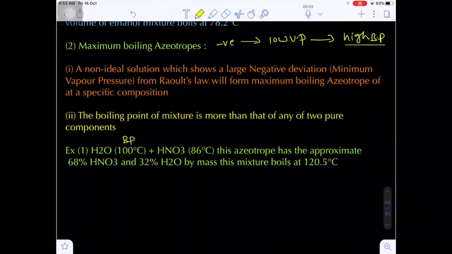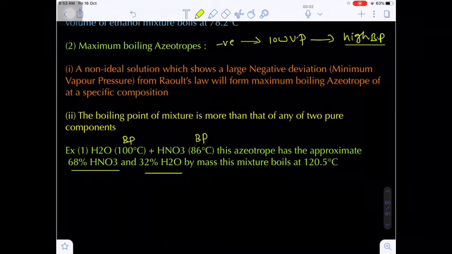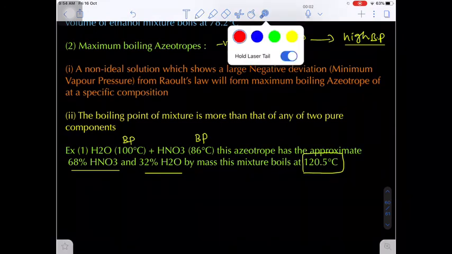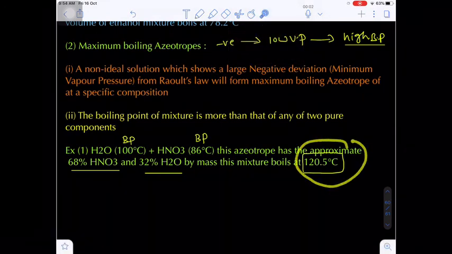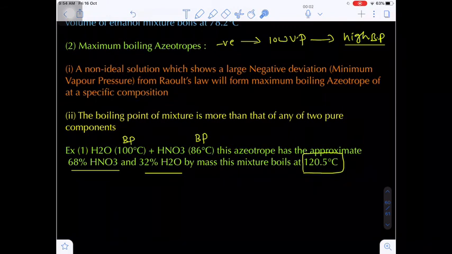Do you know the boiling point of water? That will be 100 degrees Celsius, and the boiling point of nitric acid is 86 degrees Celsius. Now in this mixture, if you see nitric acid 68% by mass and 32% by mass of water, the mixture will boil at which temperature? 120.5 degrees Celsius. Now the boiling point of the mixture, 120.5 degrees, is more than that of the pure components water and nitric acid. That's why this is called maximum boiling azeotropy.